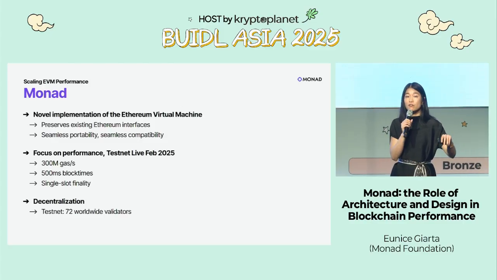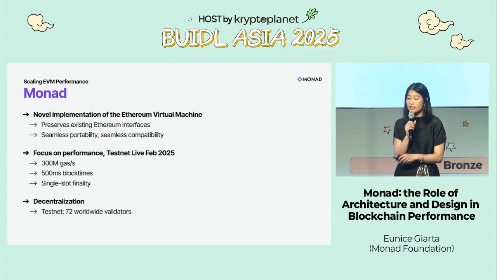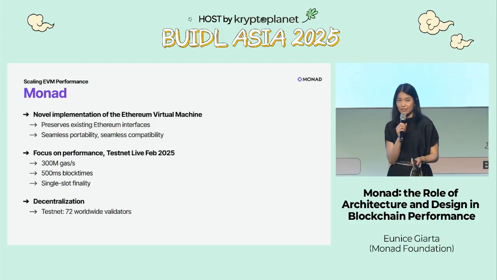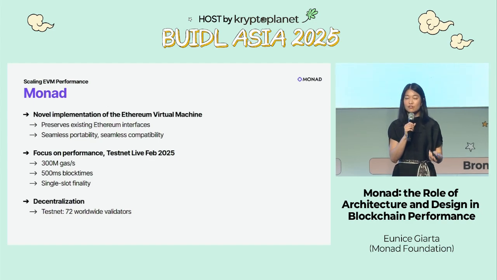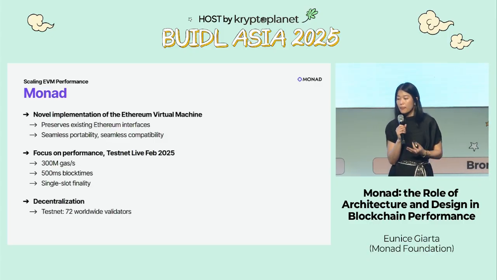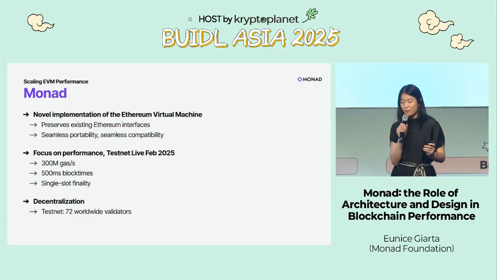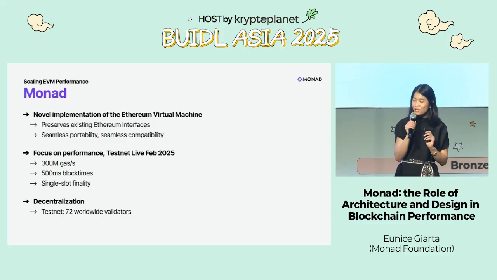The focus, however, is on performance. And more specifically, the new stats here are 300 million gas units per second, along with half-second block times and single-slot finality. So this is quite differentiated from what we had previously been seeing with Ethereum and related L1s. The testnet is live as of 2 months ago, by the way, so if you haven't checked it out, I encourage you to do so.